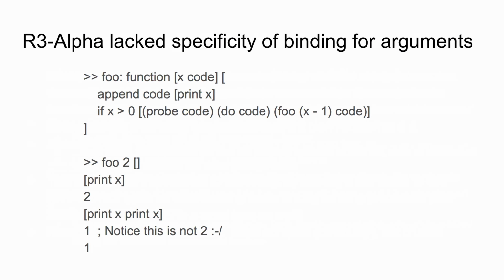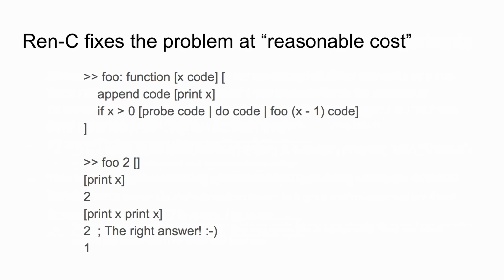So with this recursive function, you would think that it should have two distinct notions of x. The only way you could get this in R3 alpha was basically to make an object that represented the parameters for the function, then copy the body and bind the copy of the body to that object, and then run it. Some of you would know or not know that that's what closure was. That's pretty expensive to have to do each time you call the function. So what Ren-C does is fix the problem at a reasonable cost.